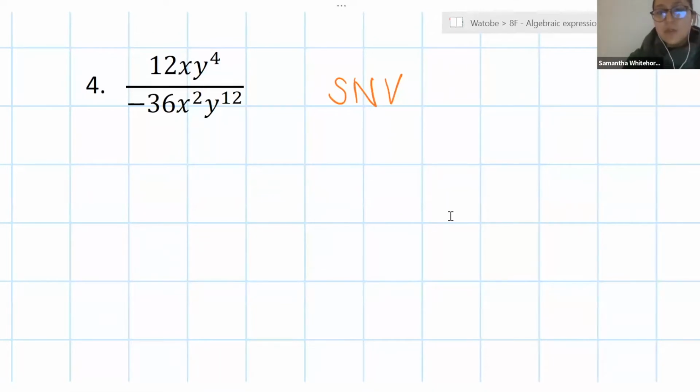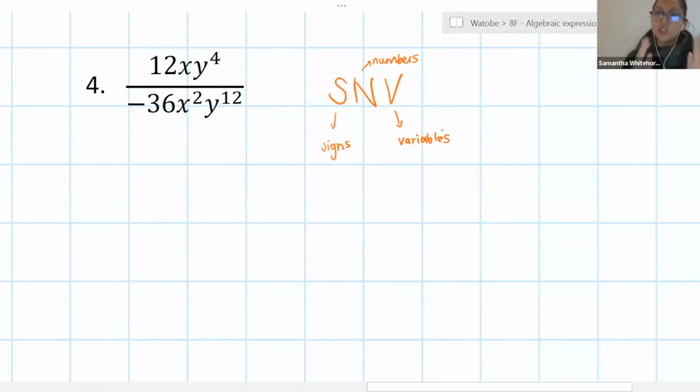SNV stands for signs, numbers, and variables. And basically it's a little reminder for you that when you're multiplying and dividing, to do it step by step. So you'll see what I mean now when we do this example, and we'll use SNV to divide our 2 terms.